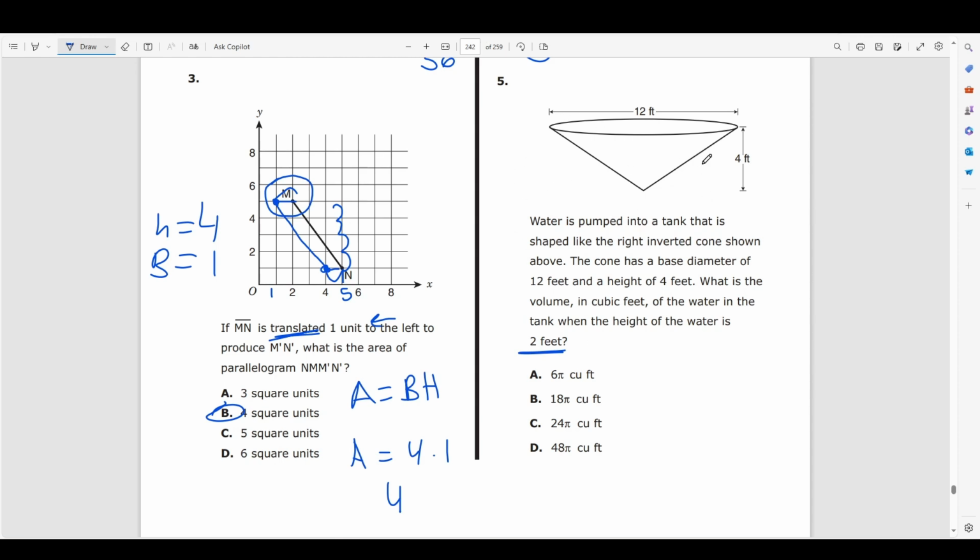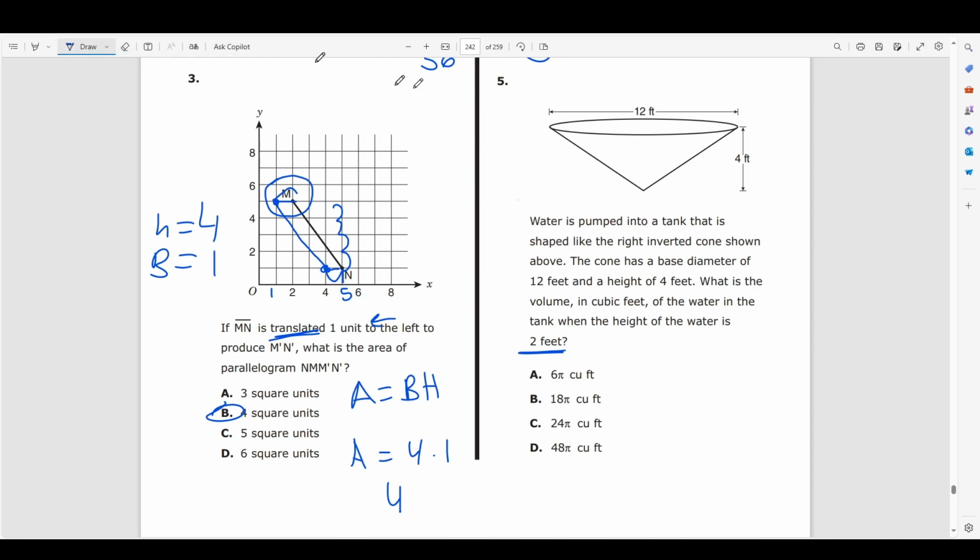And volume is just how much space is in a shape. The shape of this is going to be a cone, right? It's a right inverted cone. What does inverted mean? It just means it's upside down. Usually when you see a cone, it's right side up. Here, in this case, the bottom is up, right? So they just flipped it upside down.